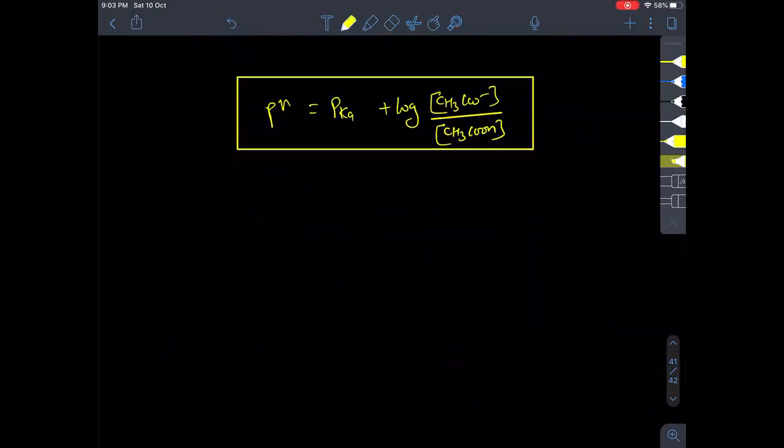Now, another thing which is important for the buffer is the buffer limit. Buffer limit is basically the range of pH in which the buffer will function nicely.